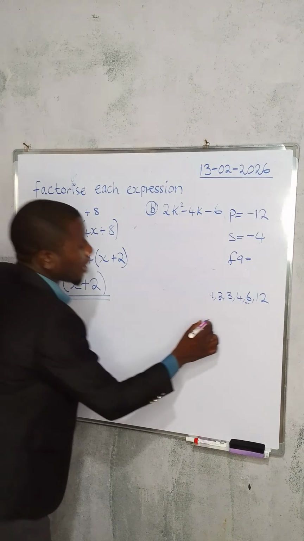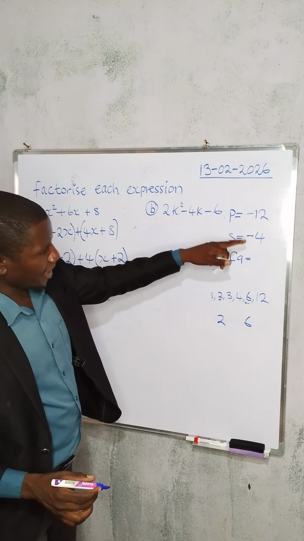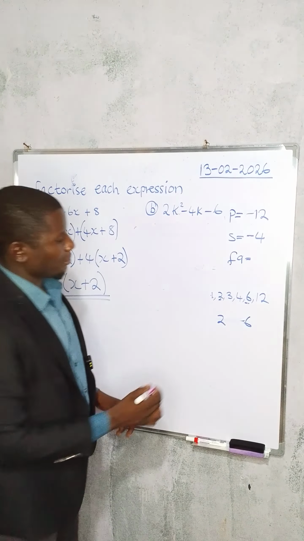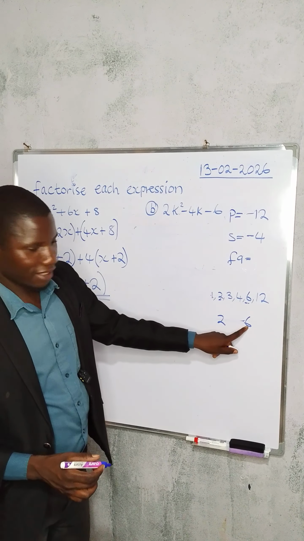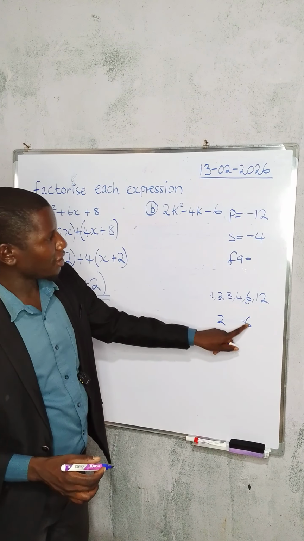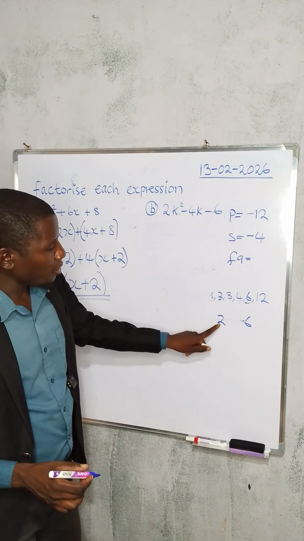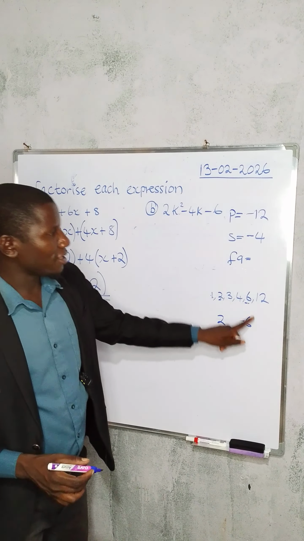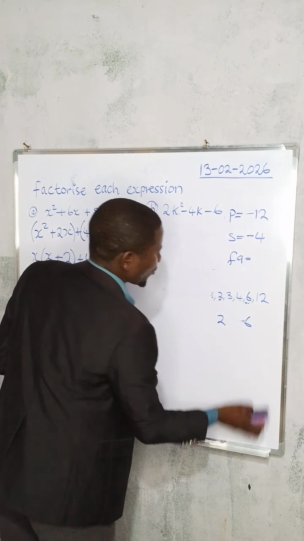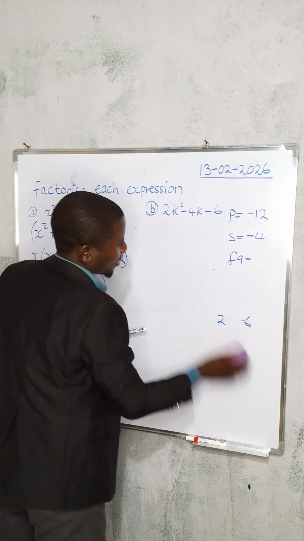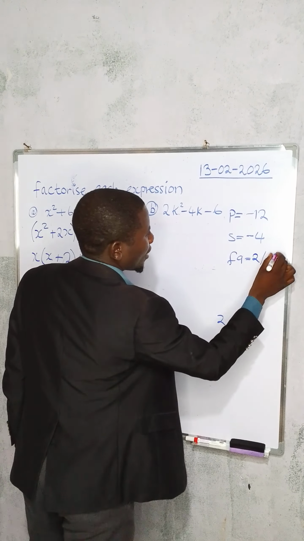So now with 2 and 6, one is supposed to be negative. So this one is supposed to be negative, so that when we say 2 times negative 6, it should give us negative 12. 2 plus negative 6, it should give us negative 4. So these are the factors that we are going to get from that list of factors. So our factors will be 2 and negative 6.